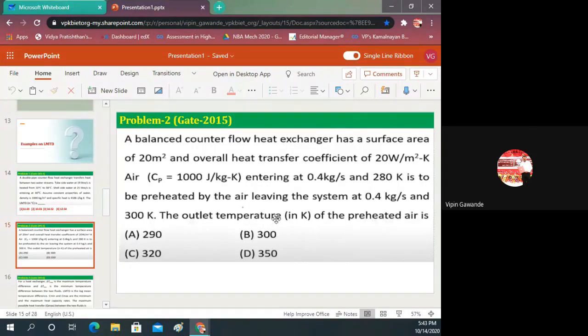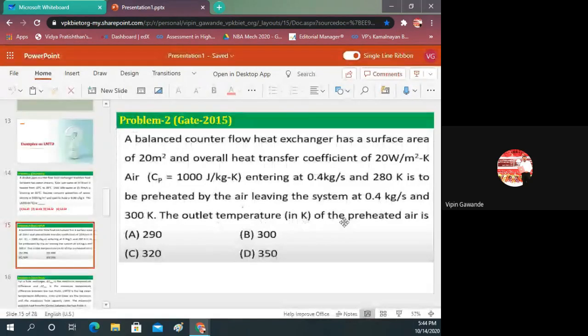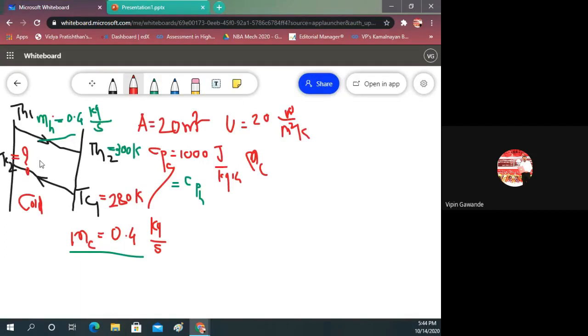Now next is the outlet temperature in Kelvin of the preheated air. What do we have to calculate? Which temperature? This is TC2, the preheated air. Which air is getting heated? The cold fluid, the cold air, the first air. We call this the cold air, and this is the hot air. So the cold air gets preheated by means of this hot air. So we have to calculate the outlet temperature of the preheated air, TC2. Now how are we going to calculate this TC2?